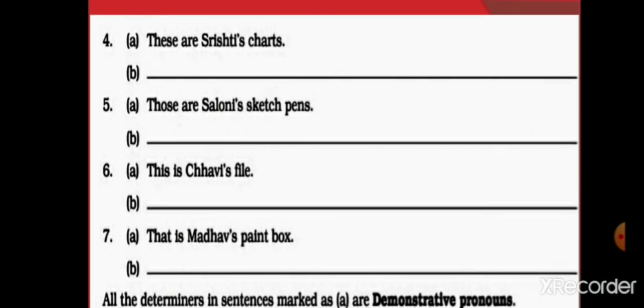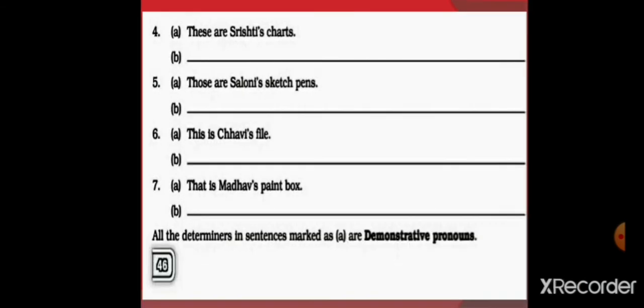These are Srishti's charts. So these charts are Srishti's. Clear, beta? Now remaining part, try to do yourself. I think it's clear to you, beta. Do it yourself, remaining part.